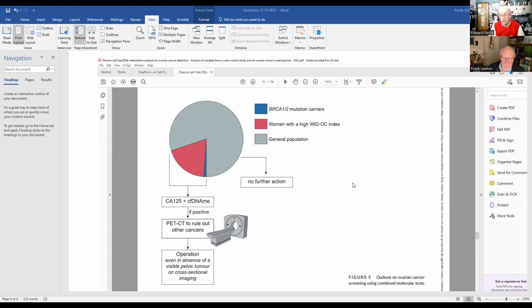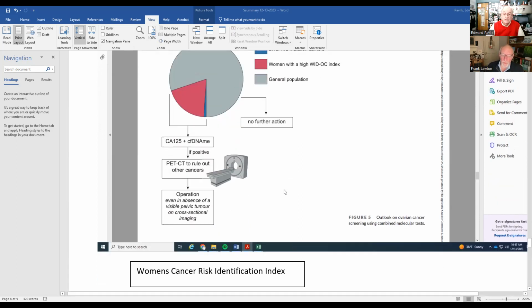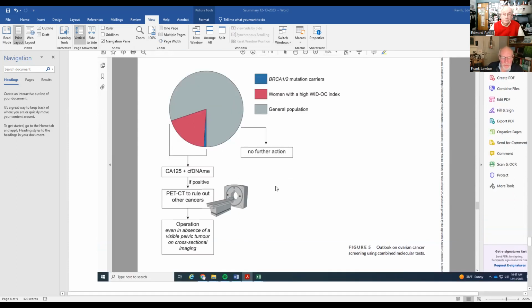And then those people will go on to PET-CT imaging, and supposedly their suggestion is to rule out further cancers. But the last step is very curious. The last step is, even in the absence of a visible pelvic tumor, we're going to send these people on to surgery. And I'm sort of wondering, Frank, if you were the surgeon, where would you look? Well, exactly. What do you do?